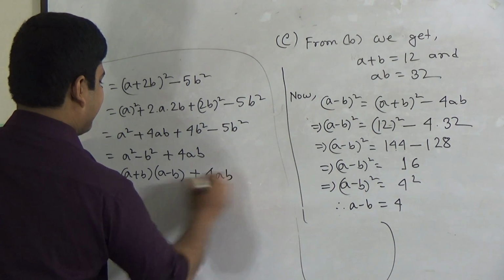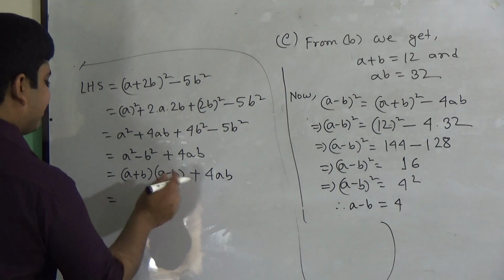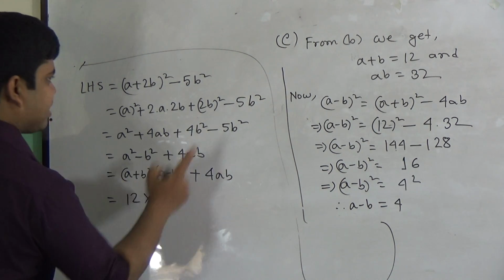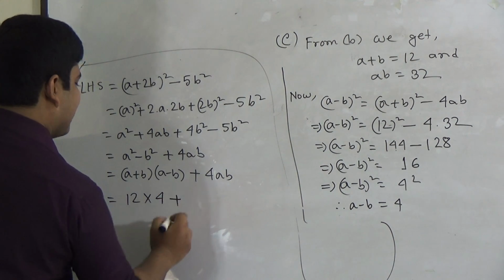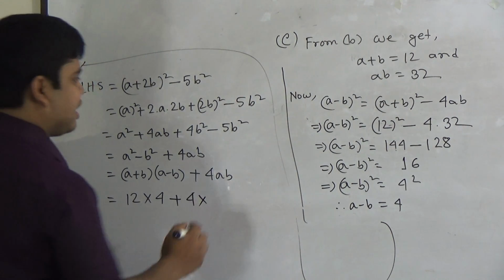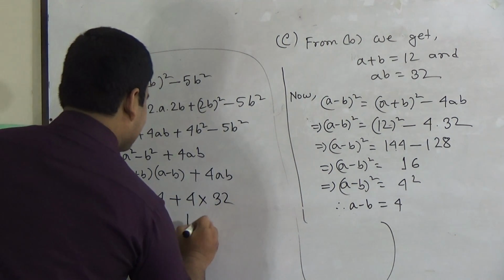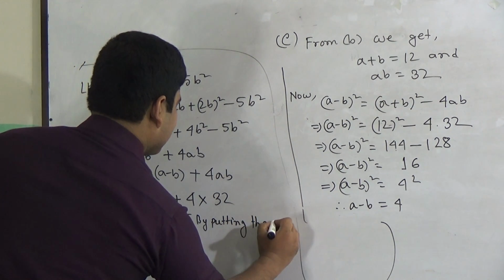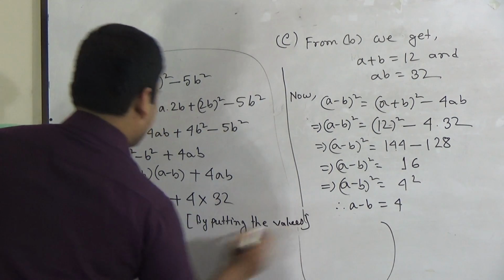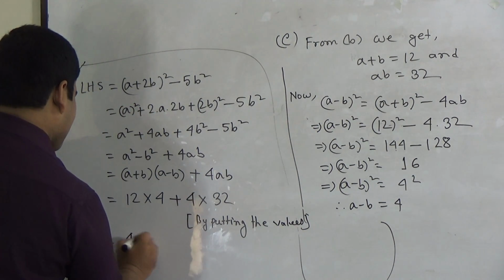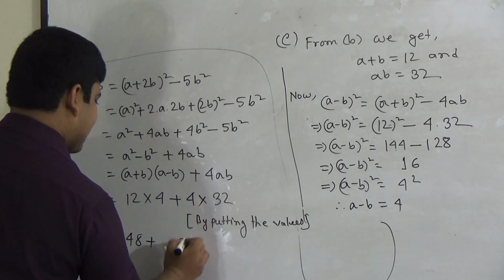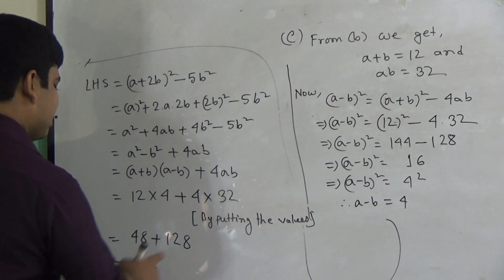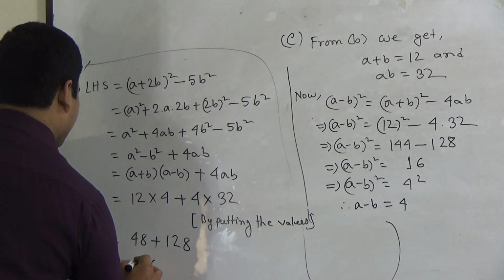Just here we write for ab. Next, in this section we put the formula, and after that we write a + b's value is 12 and a − b's value is 4, plus 4 into, what is the value of ab? It is 32. And now we write that by putting the values. Okay, 12 fours are 48 and 4 twos are 8, 3 fours are 12. Now we do addition, 8 and 8 is 16 carrying 1, 4 and 2 is 6 plus 1 is 7, and 1 is written here.